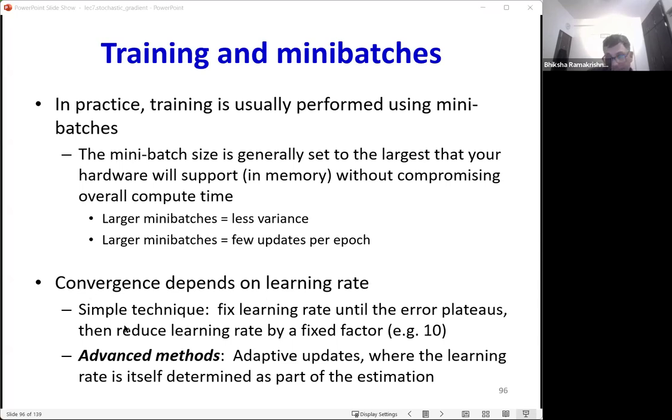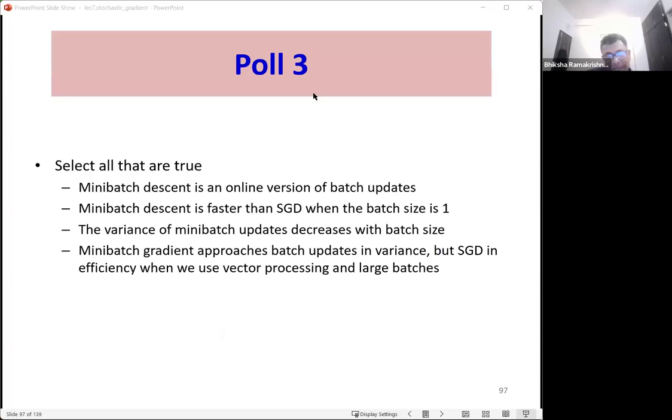And convergence in both cases depends on the learning rate, which must decrease with the update iterations. So the sum must not be summable, but must be square summable. A simple technique is to fix the learning rate till the error plateaus, then reduce it by some fixed factor and so on. You can also have adaptive updates, where the learning rate itself is determined as part of the estimation. We will see that shortly. But first, let me give you a poll.